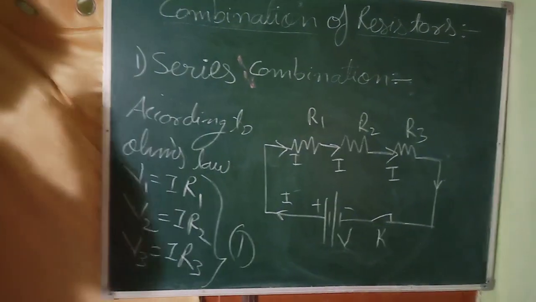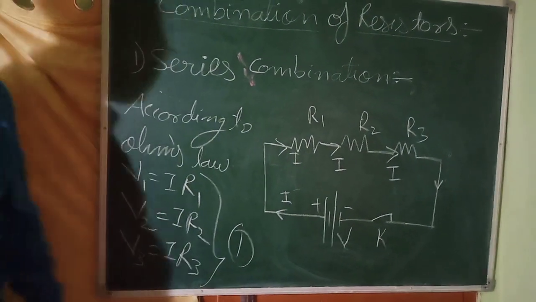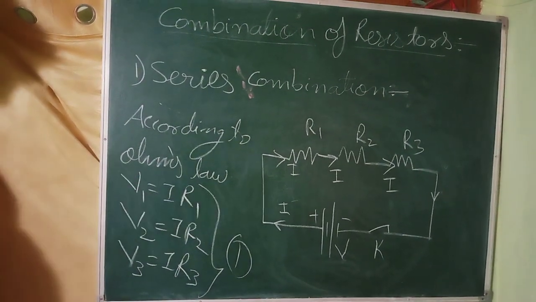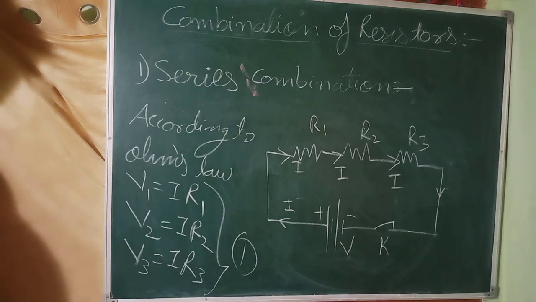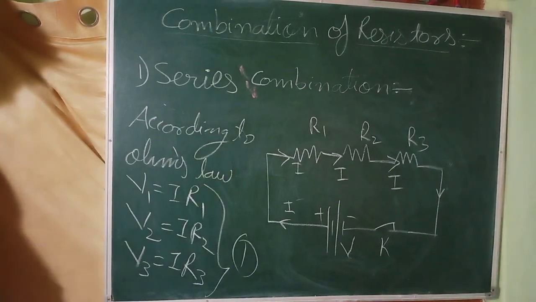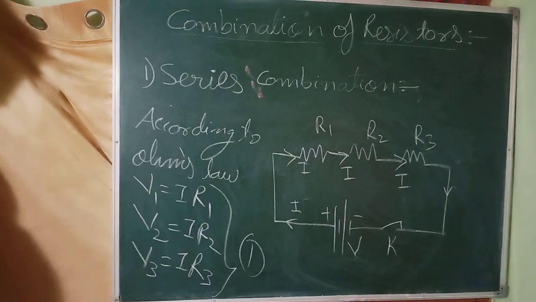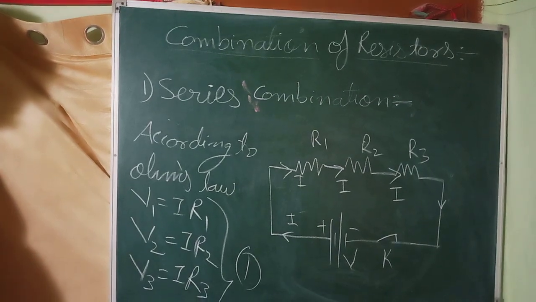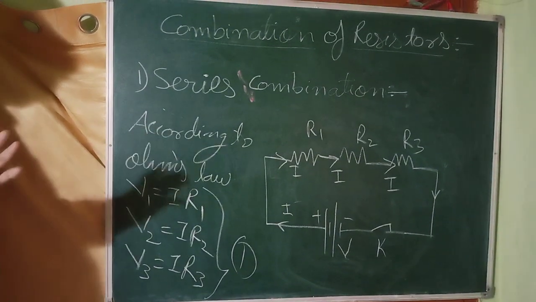Now, just tell me one thing. Total potential difference we have applied, how much? V. Total potential difference we have applied, that is V. And potential difference across different resistors are V1, V2 and V3 respectively. So can we write that V1 plus V2 plus V3 is equals to V? It is something like that, no?